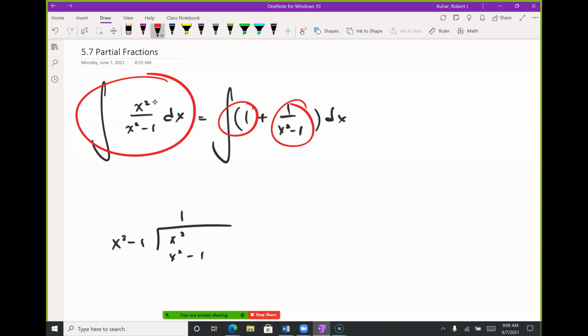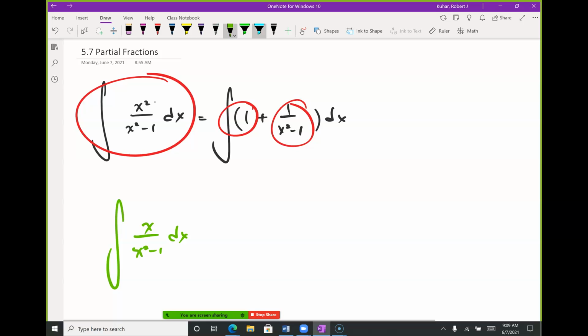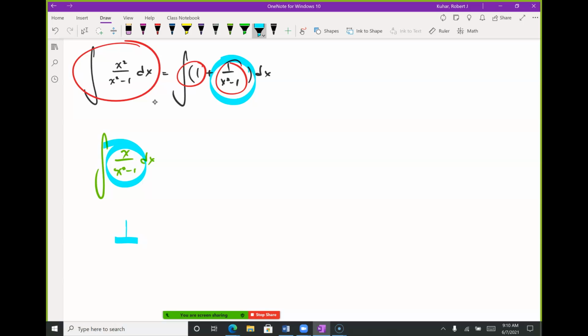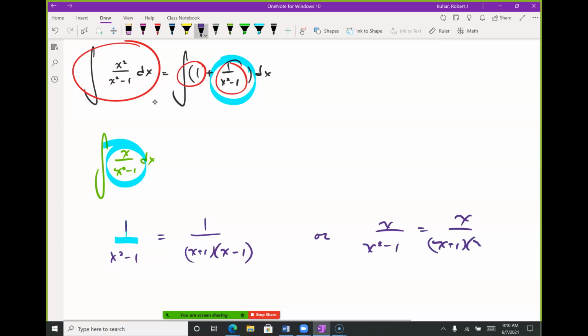Okay, so you with me here? Could this problem be a partial fraction problem? Yeah, this one could be, because I don't have to long divide. Now notice in the two problems that could be partial fraction problems, what are my powers? The highest power I could possibly have upstairs is a first power. In both of these cases, 1 over x squared minus 1 is the same as 1 over x plus 1 times x minus 1, or x over x squared minus 1 is x over x plus 1, x minus 1, right?